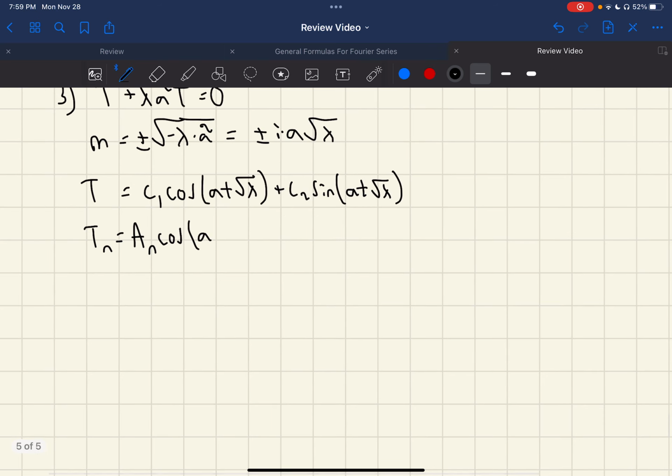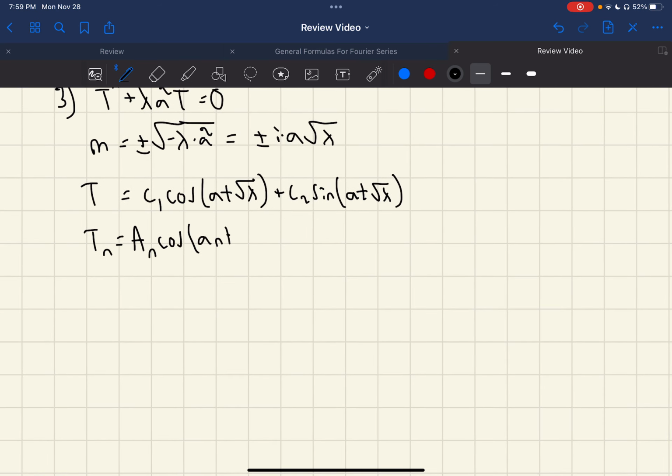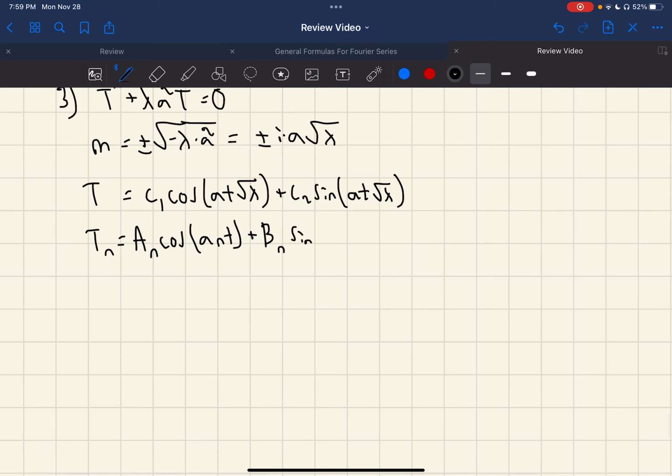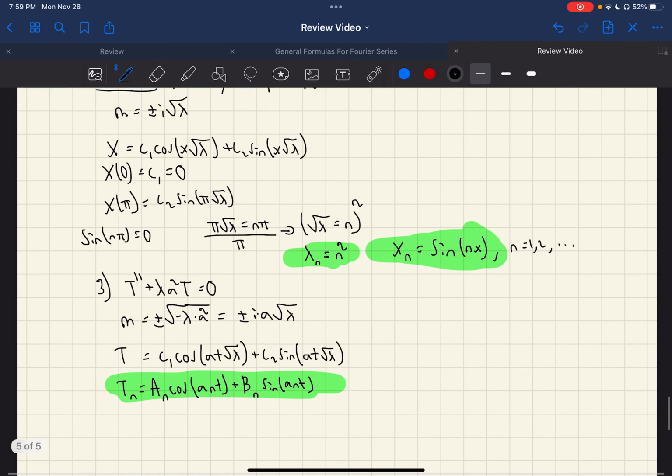And so when we plug in our eigenvalue, we have cosine of ant, plus, and we're changing the C2 to a BN, sine of ant. So if you see ant, you're doing it right. And this is step 3, or the T ODE.